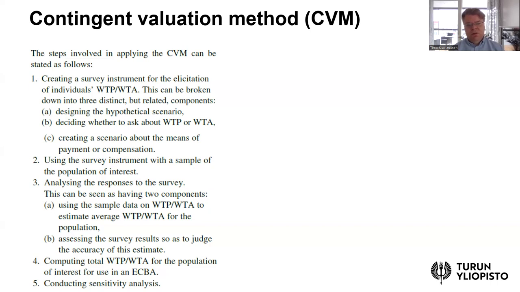So the third stage concerns the analysis, and in the analysis stage, we can use techniques to estimate, for example, what would be the average willingness to pay or average willingness to accept, depending on what is being asked. And then it's possible to also have, for example, some confidence intervals, standard errors. And then of course there can also be aggregation of this kind of individual level responses to the population. And some kind of sensitivity analysis, of course, as well.